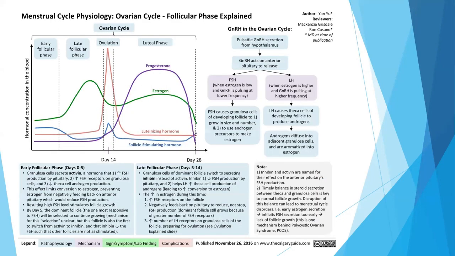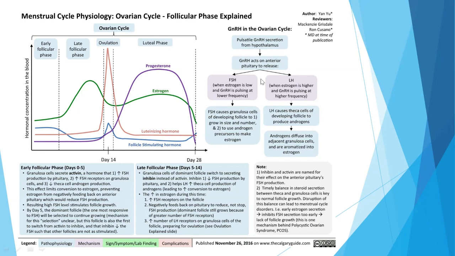Now, let's talk about some theory on menstrual cycle physiology, okay? Because we're discussing the reproductive system anatomy and physiology. So here, this is the ovarian cycle. There is a pulsatile GnRH secretion from the hypothalamus, and this GnRH acts on the anterior pituitary to release FSH and LH. This is the same in both male and female.